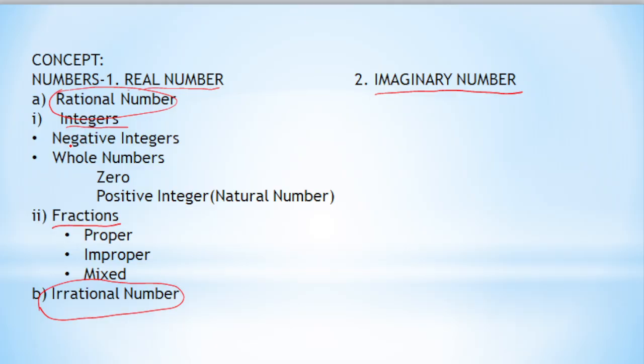Integers is also divided into two types. One is negative integers and another one is whole numbers. Whole number consists of 0 and positive integer or natural numbers. And fraction, it is divided into three types. One is proper fraction, another one is improper fraction, and third one is mixed fraction.